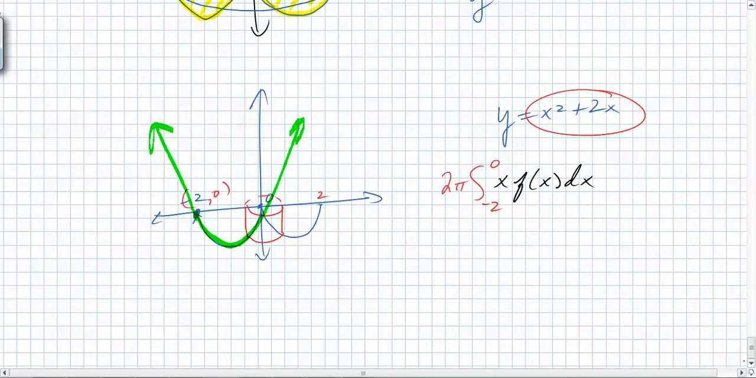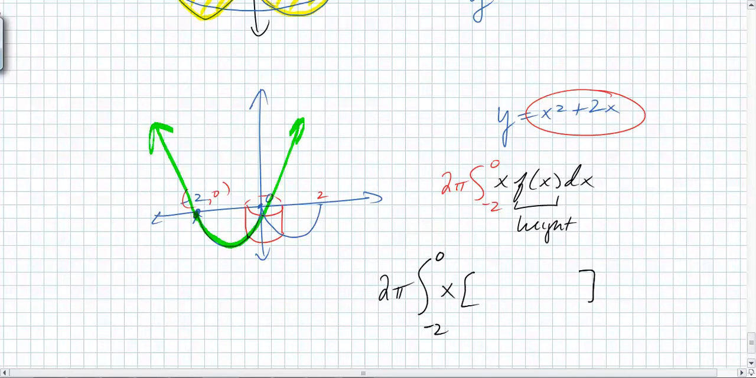In this case, f of x represents the height. What is the height of this function? 2 pi from -2 to 0. What's the height of this cylinder? Be very careful. Where's the height? The height is from here to here. How do you find the distance from here to here?